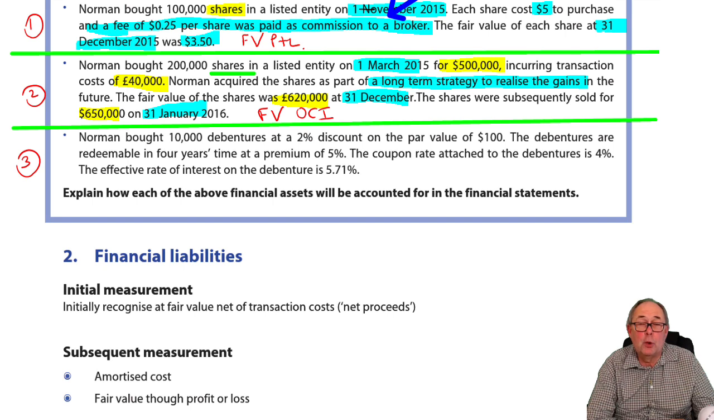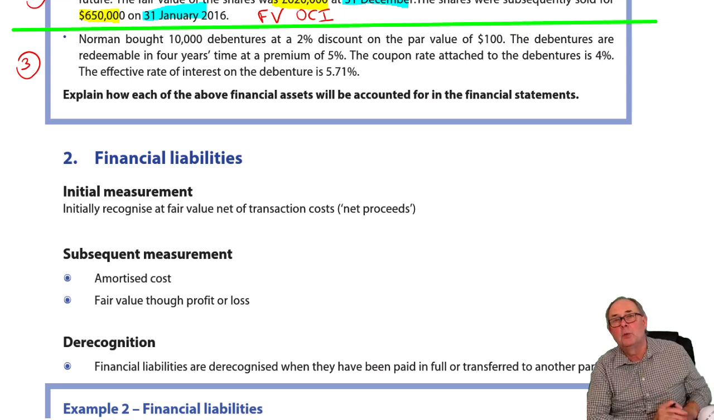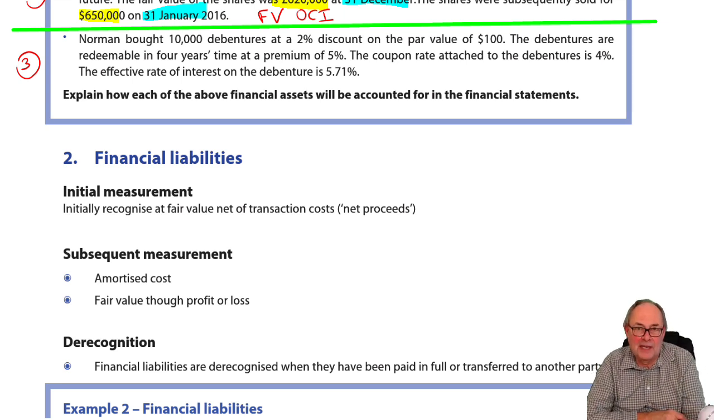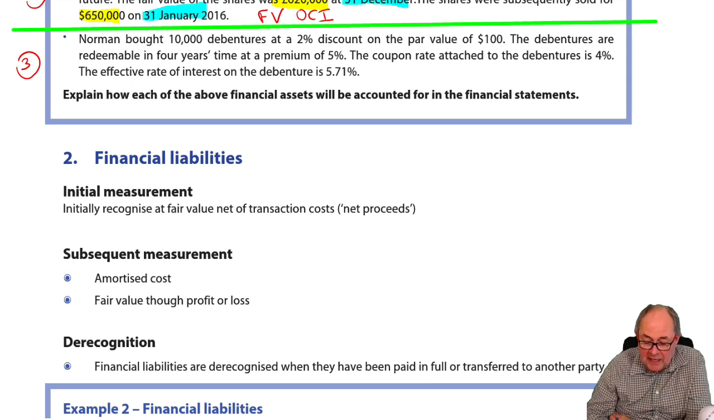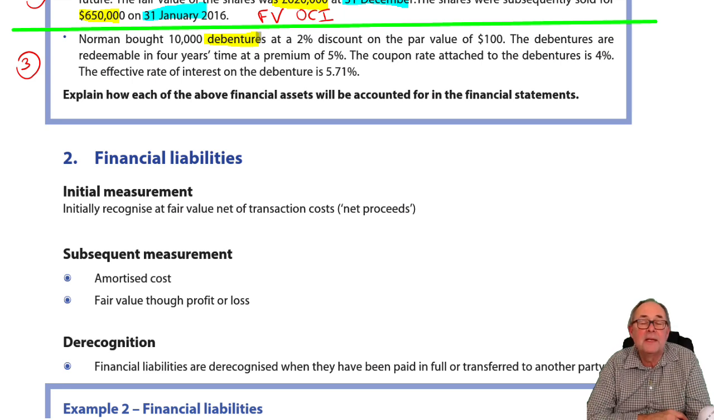Again, pause the recording if you like. Have a read of the third one, which you have met before when you did financial reporting, and then I'll go through it when you've had a little go at it. When you learned to do amortized cost, because these are debentures, it's just another word for a loan, isn't it? When you learned to do amortized cost, I think you probably learned it with a 4-column standard working.